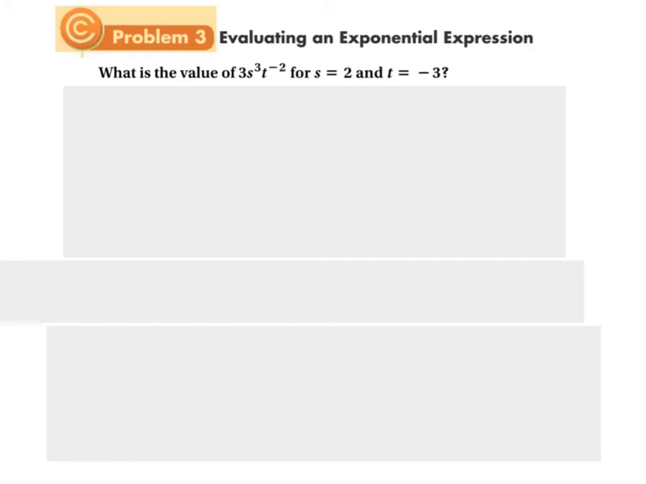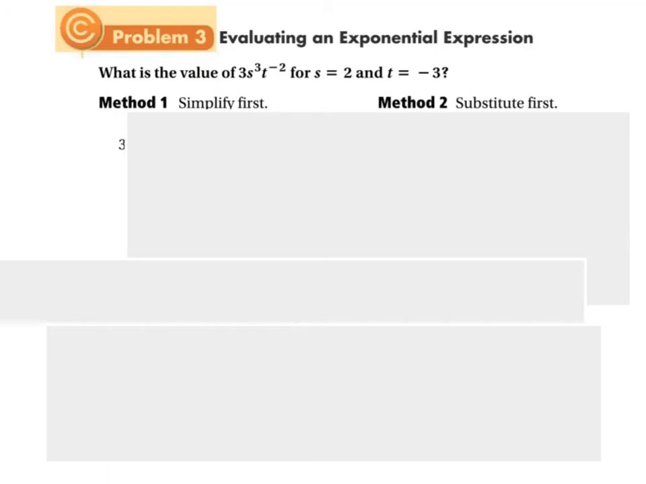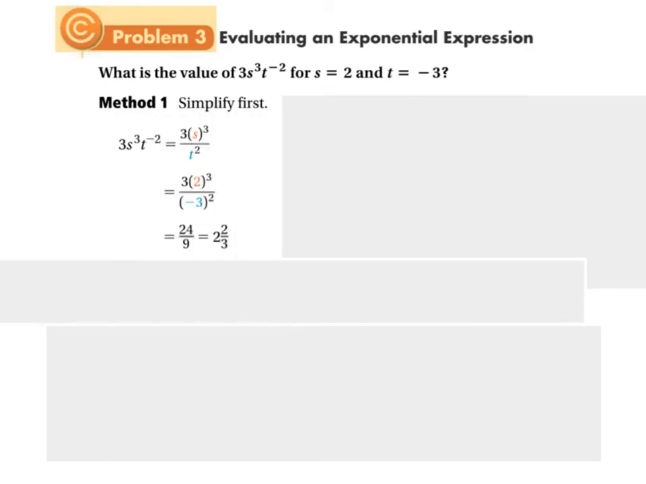Before we do this, let's take the negative parts, this t to the negative 2nd, and follow our rule for negative exponents, which is to move that to the bottom as t to the 2nd. Then what we get, here's their two different methods. First, you can simplify first. Let's look at that, where we move that t to the 2nd to the bottom. Then we substitute the values in. Okay. For s, we put 2, and for t, we put negative 3.